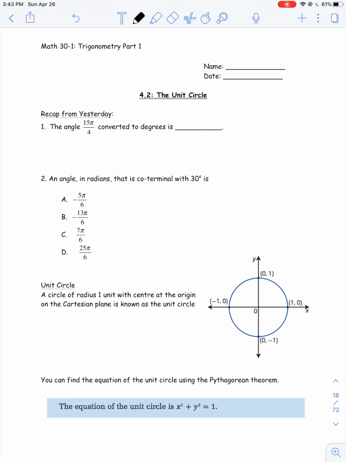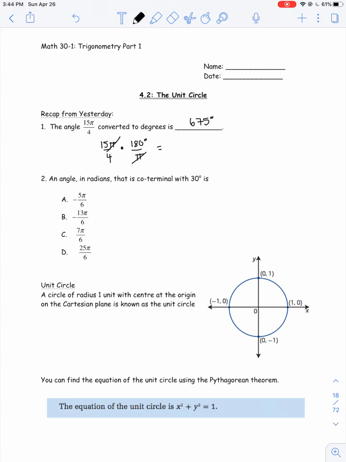Lesson 4.2 is about the unit circle, so we're going to start with a recap from 4.1. To convert to degrees, all you do is multiply by 180 at the top and pi at the bottom, because the goal is to cancel off the pi, so you want that on opposite levels. Then you go 15 times 180, and divide that answer by 4 to get 675 degrees.